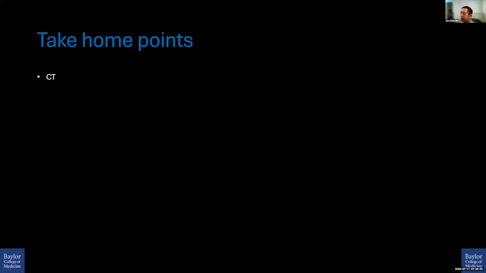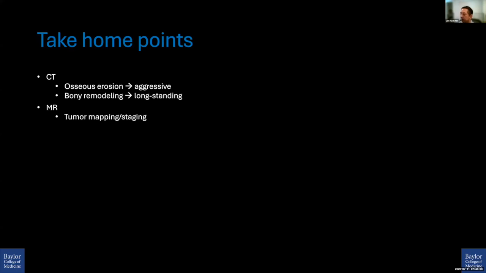So in conclusion, CT, if you see something that has osseous erosion, think aggressive malignant process. Bony remodeling, long-standing, is going to be more of a benign process. It could be a benign neoplasm. MRI is going to be good for tumor mapping to help with staging. Look for dural invasion. Look for infiltration of the periorbita, that hypointense zone. Look for perineural tumor spread.